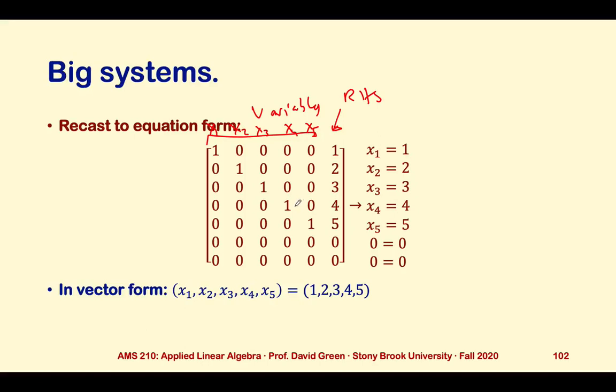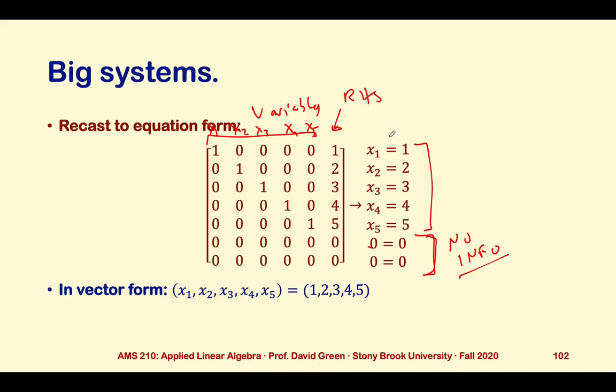0, 0, 0, x4, 0 equals 5. All zeros, x5 equals 5. These last two equations correspond to equations of 0, 0. They provide no information, but they're not problematic. They just don't add any extra information. The first 5 rows give us our answers.